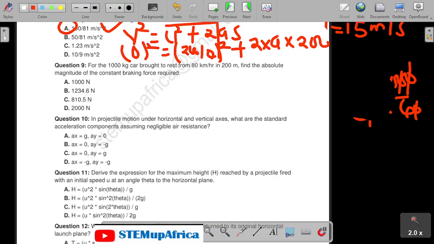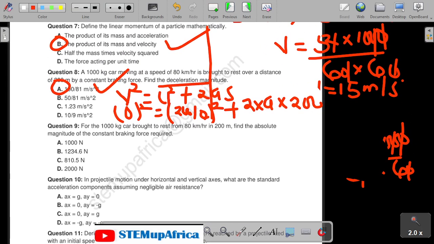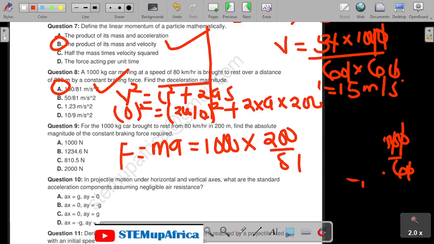Then, if you look at this question, number 9, it's an offshoot from question number 8. The data are the same: 1,000 kilogram, 80 kilometer per hour, 200 meter. We are not asked to find the force, so we've gotten the mass and the acceleration already. We know that force is ma from Newton's second law. So having 1,000 times the a, which is 200 over 81.